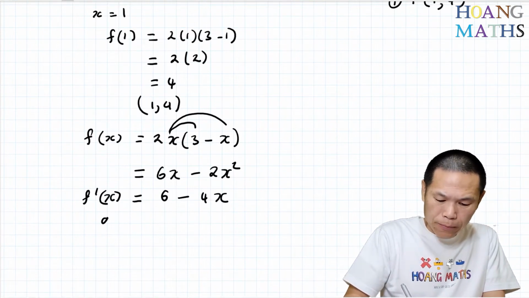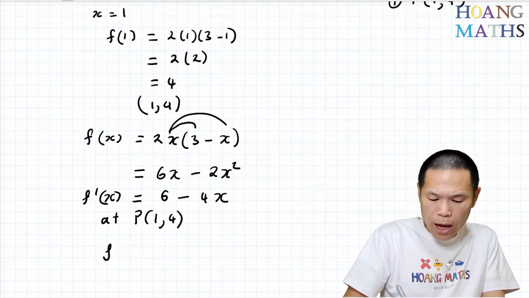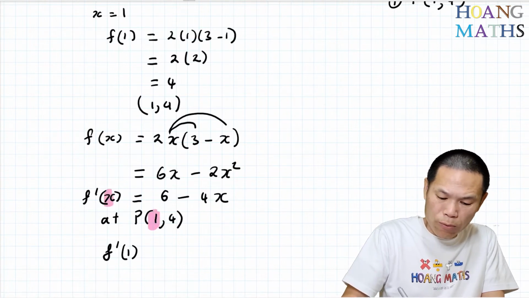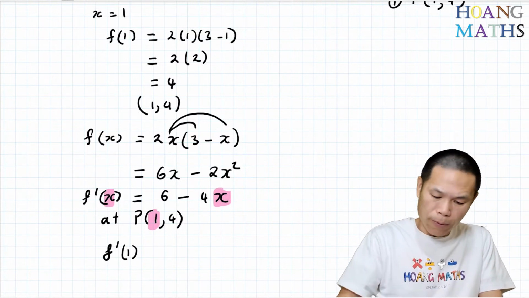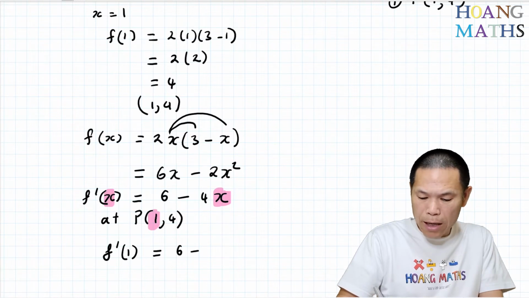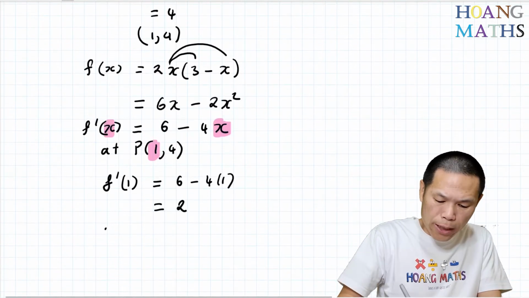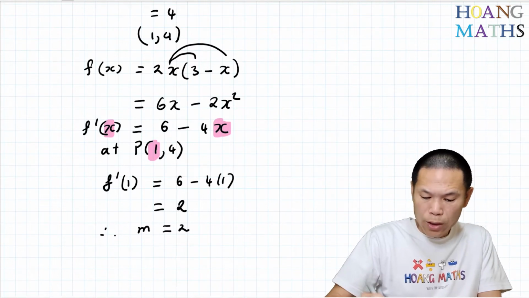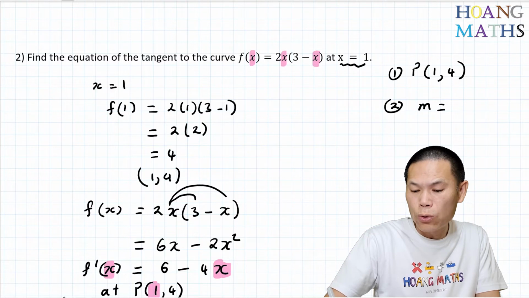So at point (1, 4), the gradient is f'(1) because x is equal to 1. So every time we see x, we will replace it with 1. Just keep that in mind because we want to find the gradient at x equals 1. So that will give me 6 minus 4 lots of 1. So 4 lots of 1 is 4. So 6 minus 4 is 2. So therefore, the gradient at point (1, 4) is 2. So now we have already found the second step. So the gradient is equal to 2.